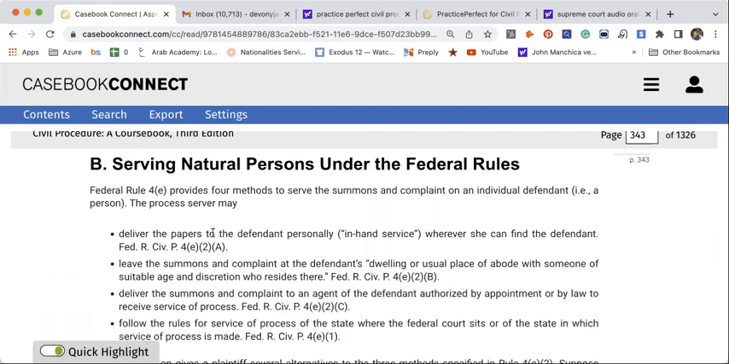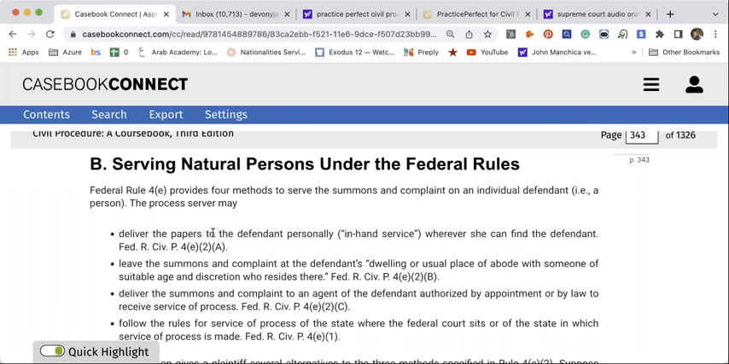Serving natural persons under federal law. Rule 4(e) provides four methods to serve the summons and complaint on an individual defendant. The process server may deliver the summons personally to the defendant whenever she can be found. Federal Rule of Civil Procedure 4(e)(2)(A): leave the summons and complaint at the defendant's dwelling or usual place of abode with someone of suitable age and discretion who resides there.